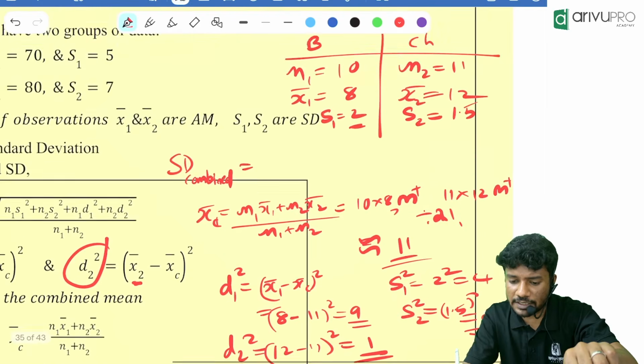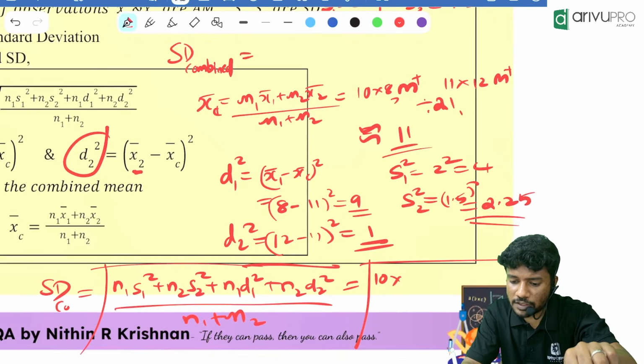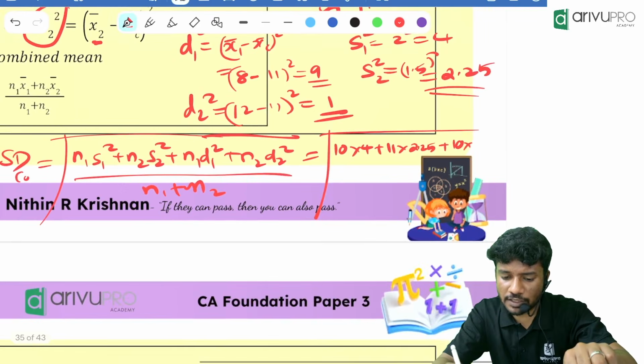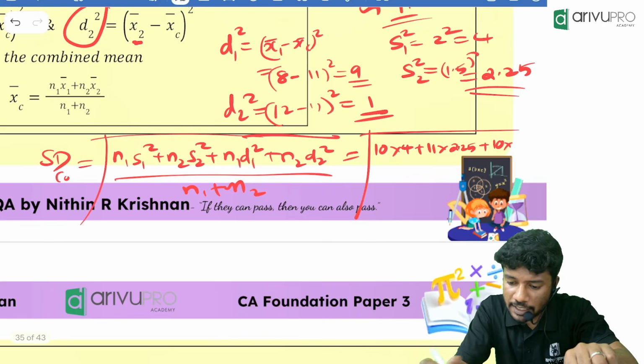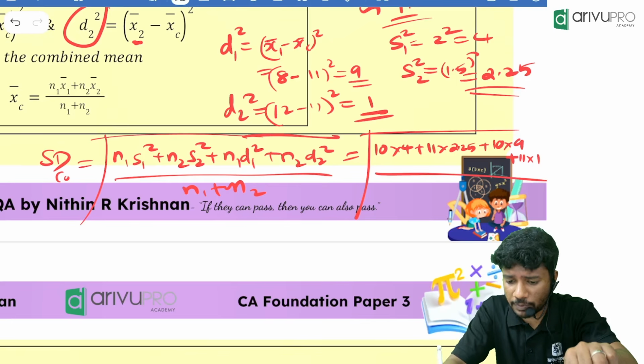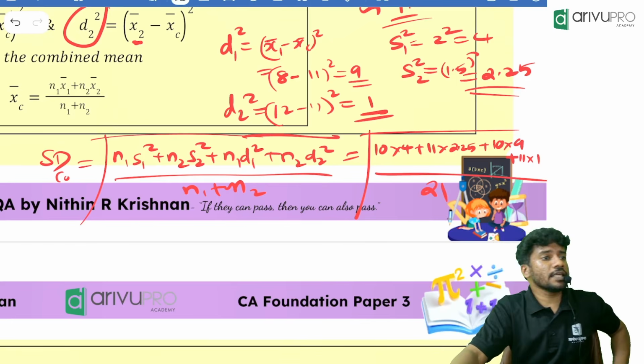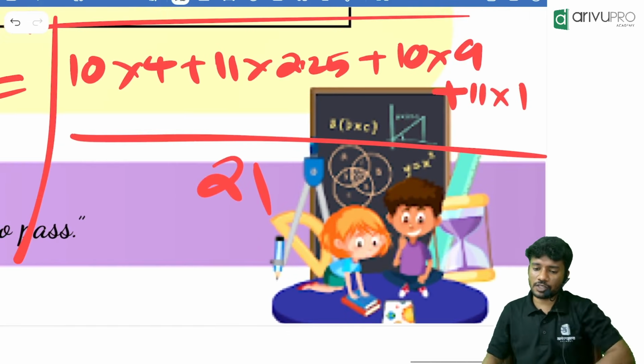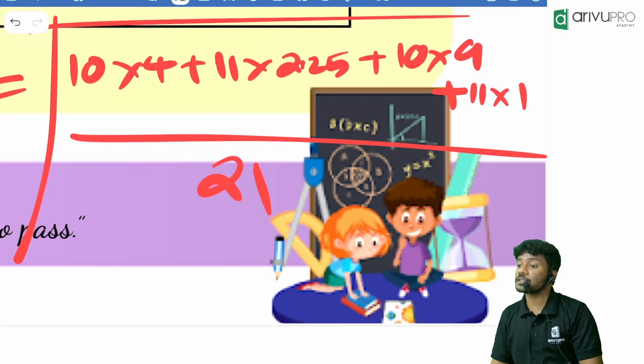N1 is how much, people? 10. 10 into S1 square is 4, plus N2 is 11, S2 square is 2.25, plus N1 is 10, D1 square is 9, into 9, plus N2 is 11 into D2 square is 1, divided by N1 plus N2, which is 21. Get me the combined SD for this question, people, using your calculator. How much is it? 7.89. Everyone took the root and got the same answer.